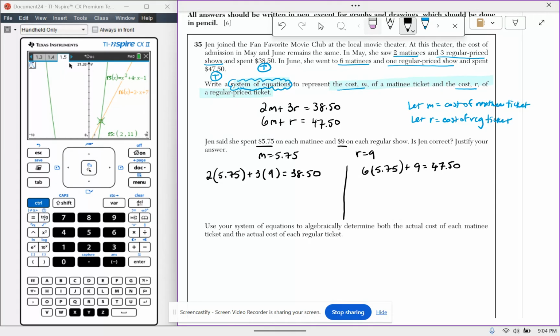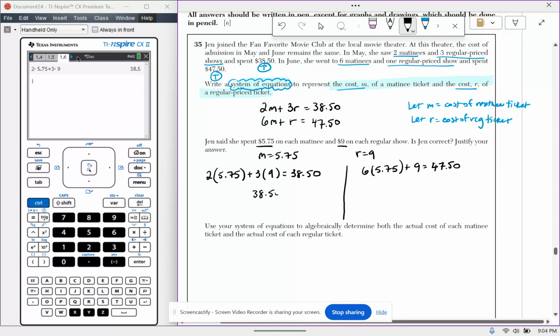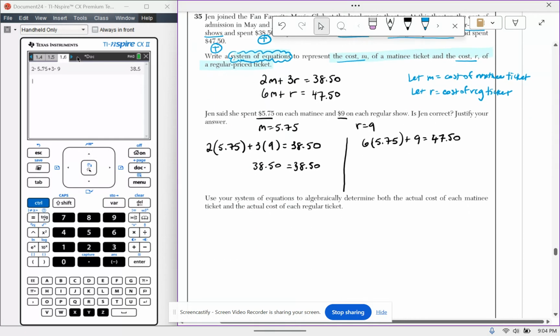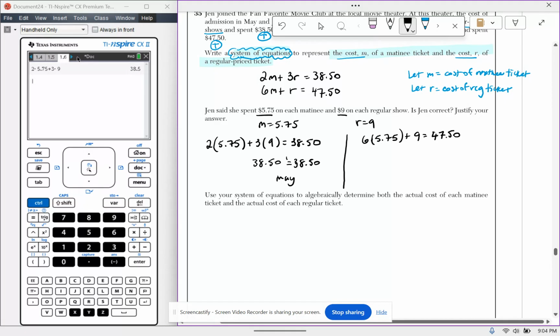So let's go ahead and type in what these should be. So I'm going to do 2 times $5.75 plus 3 times 9 and see if that equals what it's supposed to equal. Okay, so it works in this case. What was this for? This was for May. All right, so in May it works. Let's see if it works in June.